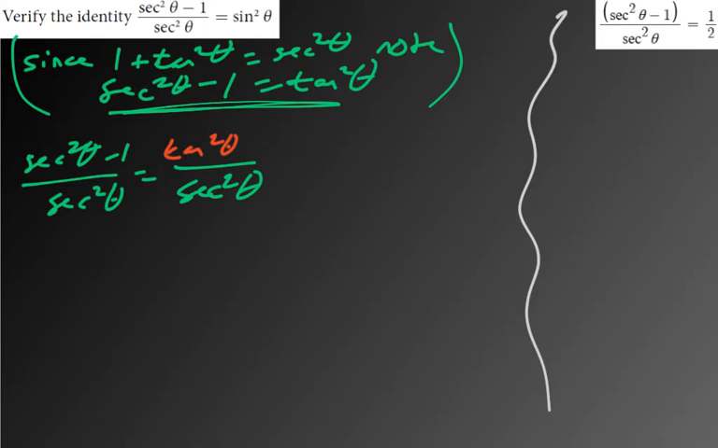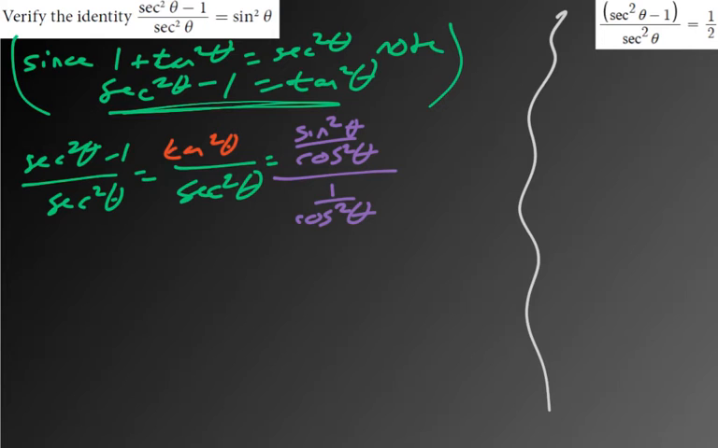Another kind of common trick in these problems is to just write your trig functions in terms of sines and cosines and see what simplifies. So tangent squared is sine squared over cosine squared. And then that's all over 1 over cosine squared theta, which is secant squared theta.